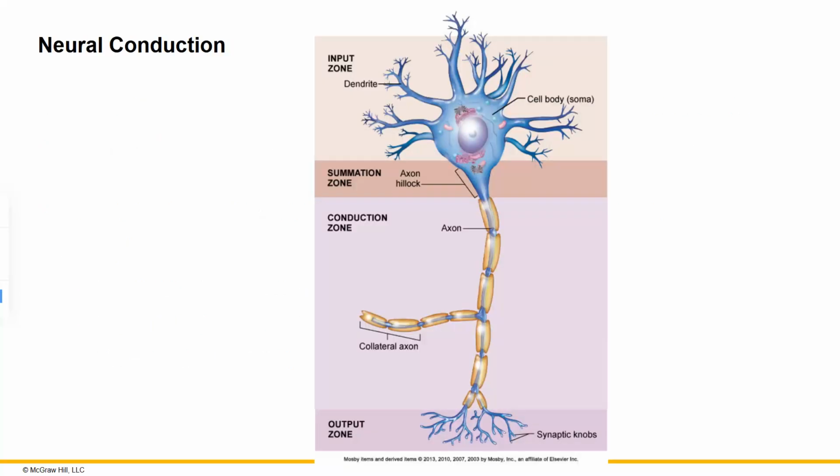So now we're going to give a big broad picture overview of the neural conduction, and then we'll go into the nerve impulse in a bit more detail. So here's the picture of the neuron. You already know the similar parts.